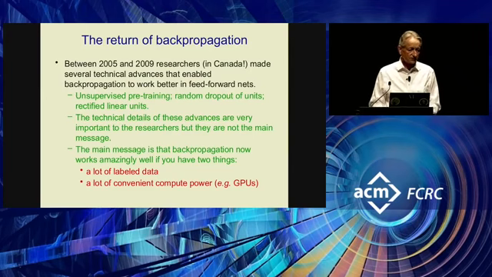For us, the details of those advances are our bread and butter. We're very interested in those. But the main message is that with a few technical advances, backpropagation works amazingly well. And the main reason is because we now have lots of labeled data and a lot of convenient compute power. Inconvenient compute power isn't much use. But things like GPUs, and more recently TPUs, allow you to apply a lot of computation, and they made a huge difference. So really the deciding factor, I think, was the increase in compute power.